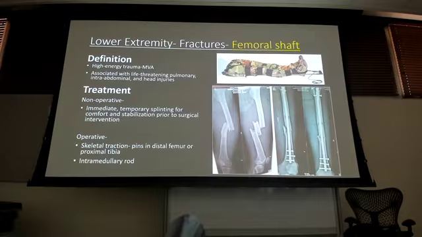Most of these, or all of these, are going to get some sort of operation. So we do our temporizing measure with our traction splint, and then we stabilize and they get surgical intervention. They usually do an X-fix, so they'll put pins in there that stick out, and it provides that skeletal traction. They usually put a rod in there like you see in the picture on the right-hand side as well.